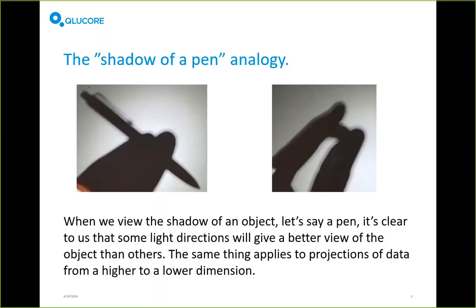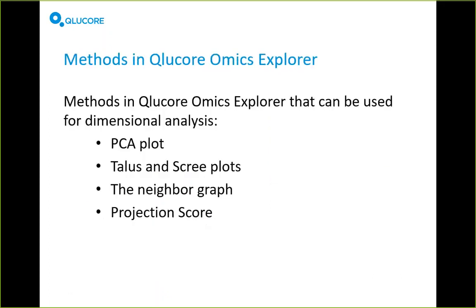And practically speaking, in Omics Explorer, this is done in the PCA plot, because the PCA plot always tries to use the best projection possible. However, there might be other projections that might be interesting, and also the PCA plot has a lot of other tools connected to it that can be used to find information about the dimensionality of your data set.